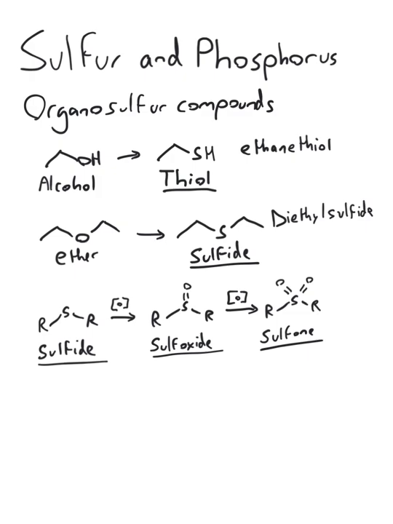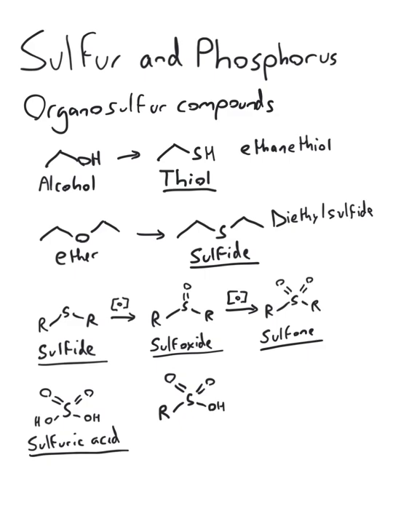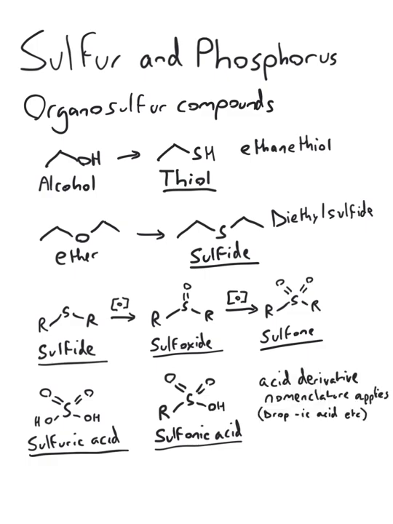Another sulfur-based compound you are all familiar with is sulfuric acid. Well, it turns out if we replace one of the hydroxy groups of sulfuric acid with an organic motif, they become sulfonic acids. And once we have this sulfonic acid, notice that it's named kind of like a carboxylic acid. Well, it turns out if we modify the sulfonic acids, the same nomenclature applies as with carboxylic acid derivatives.